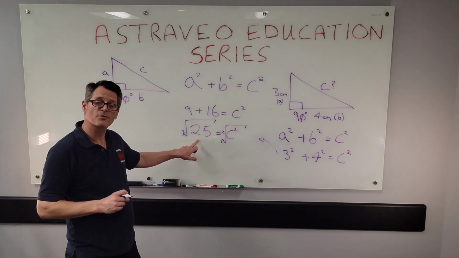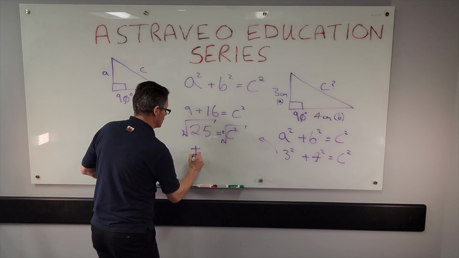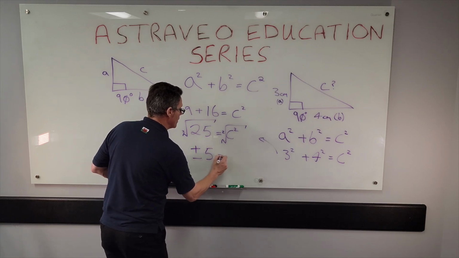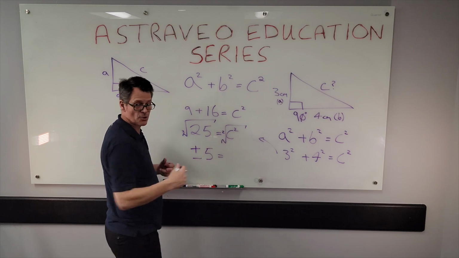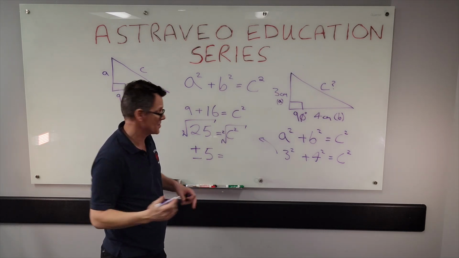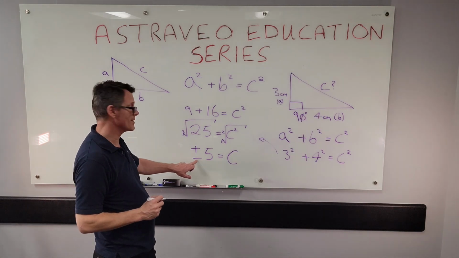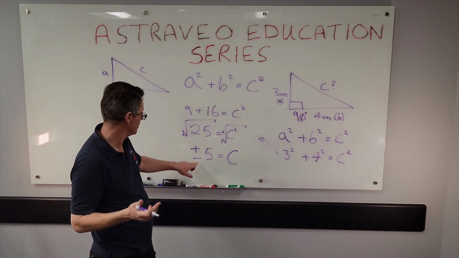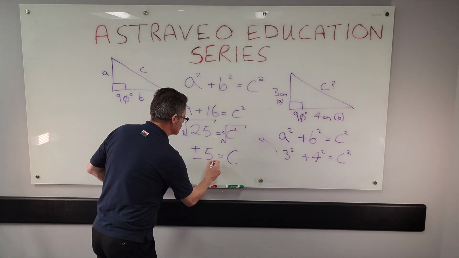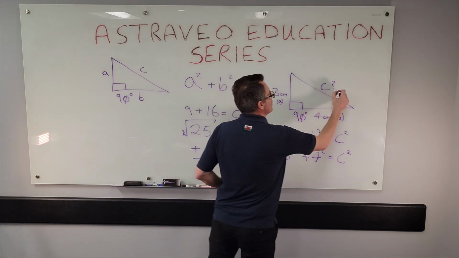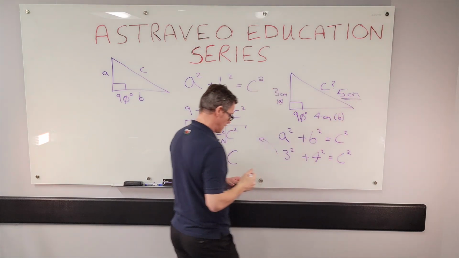Now, the square root of 25, we know, is plus or minus 5. The square root of anything squared is just itself. So the square root of C squared is just C. Now that's our answer. We can't have a negative distance, so we have to take the positive. So C is 5. Don't forget the units, very, very important. Centimetres. So we know that this triangle's hypotenuse has to be 5 centimetres.